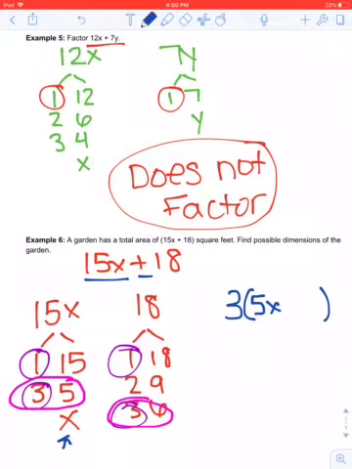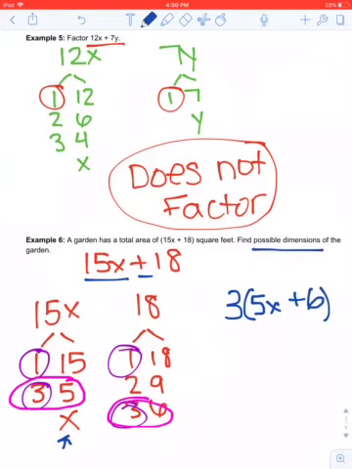And then our sign was addition, so we keep addition. And then we look for the 18. When we use the 3, the thing that was left over was the 6, its pair. So we rewrite the 6 inside. So in factored form, we have 3 times 5x plus 6.